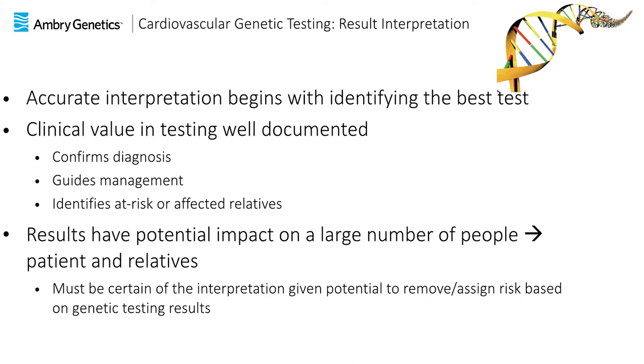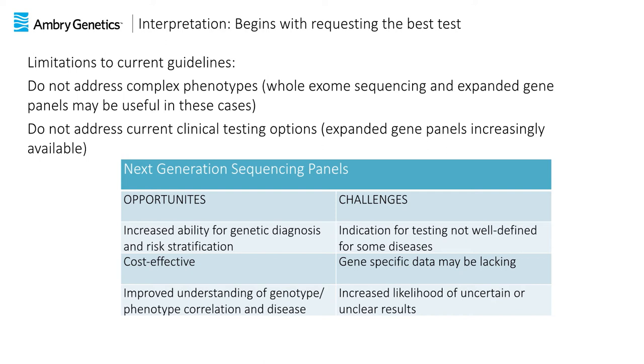I mentioned previously that accurate interpretation begins with requesting the best test, and as you all have heard by now, if you've listened to some of the other lectures, there are guidelines in place for the cardiomyopathies and the inherited arrhythmias. And while those guidelines are certainly helpful and are utilized frequently, there are limitations. They don't currently address all phenotypes.